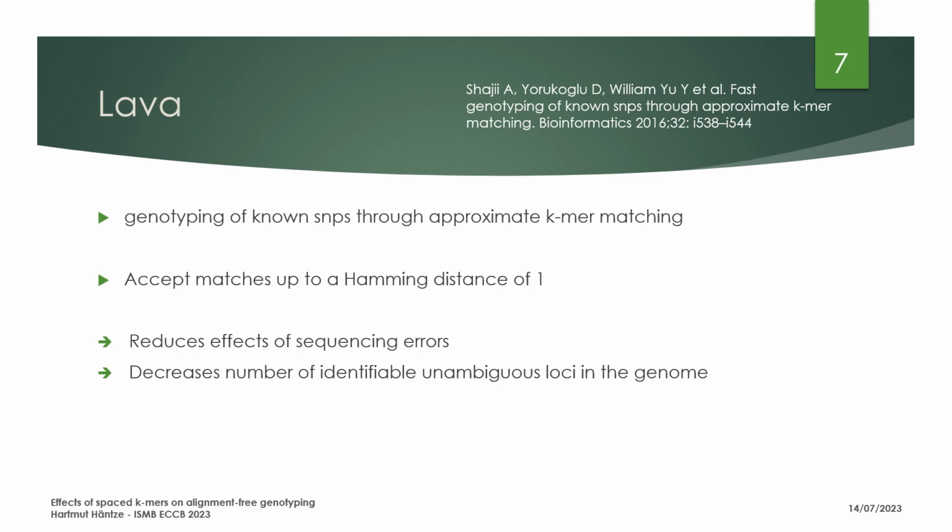However, one disadvantage is that it also decreases the number of identifiable unambiguous loci in the genome. So if there are two regions in this reference sequence which are very similar and only have a single base as a difference, then it's really hard to distinguish both of them.